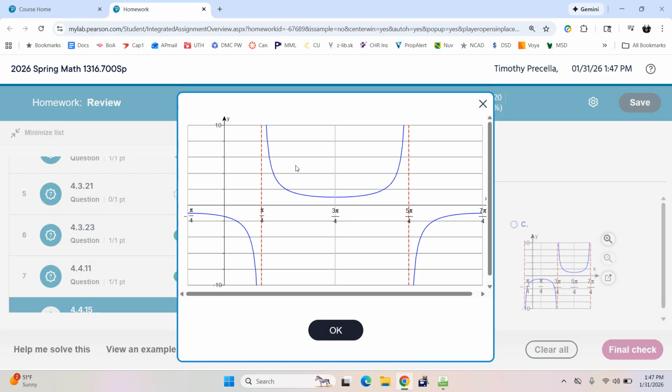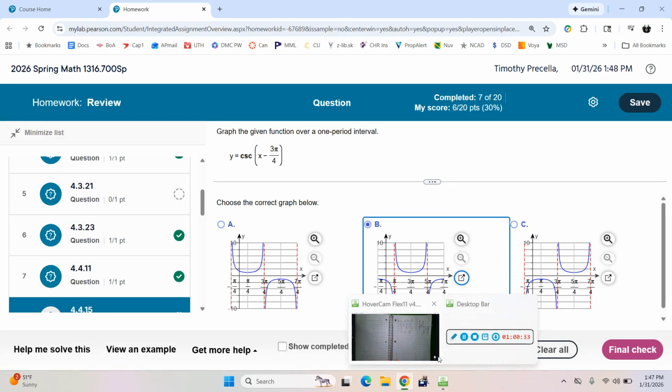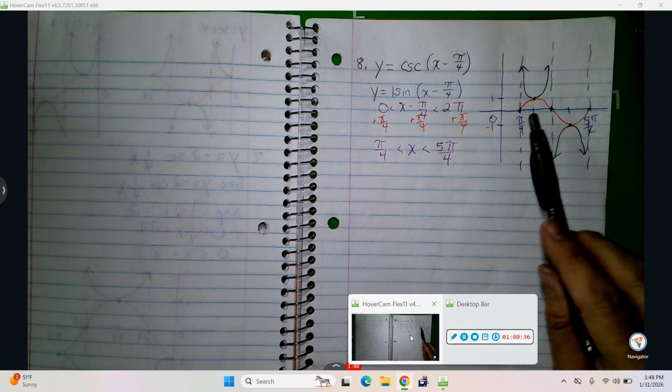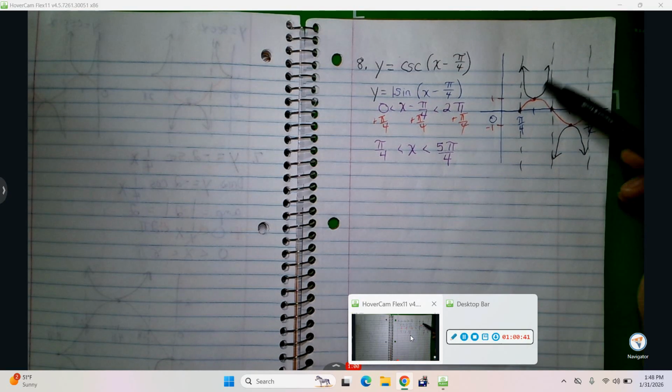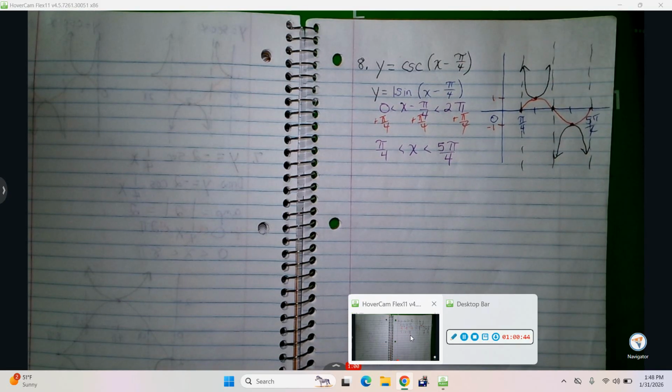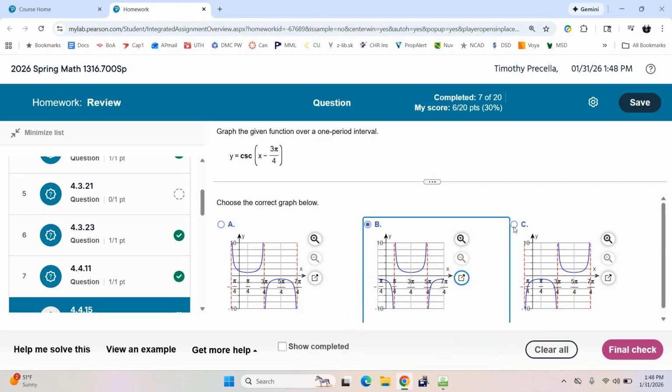Now, this one looks promising, doesn't it? Pi over 4? Oh, but no. There's an asymptote at 5 pi over 4. But shouldn't there be an asymptote at 3 pi over 4 also? See here, they just have one big U between pi over 4 and 5 pi over 4. That's not what we have. Between pi over 4 and 5 pi over 4, we should have one going up and down. It's not just one big U. So it's not B. It better be C.